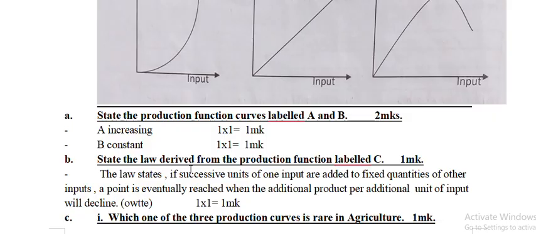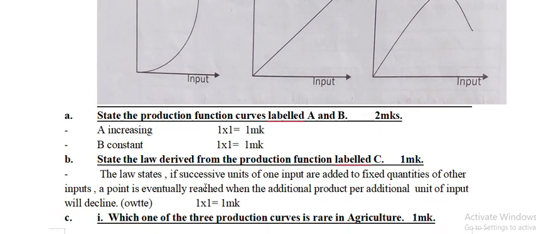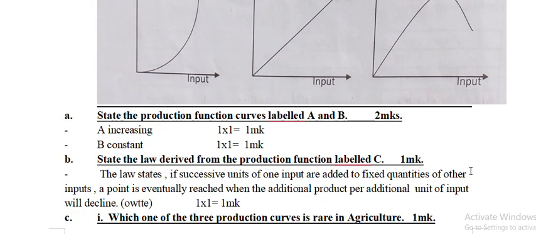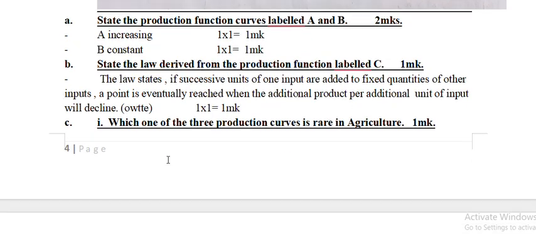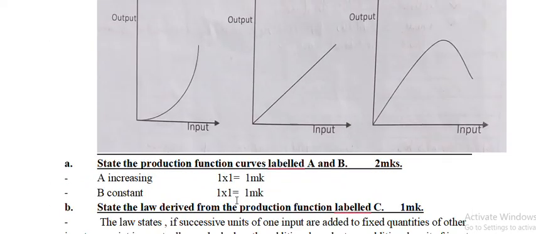State the law derived from the production function labeled C. The law states that if successive units of one input are added to fixed quantities of other inputs, a point is eventually reached when the additional product per additional unit of input will decline. Which one of the three production curves is rare in agriculture? And that is this one, B.